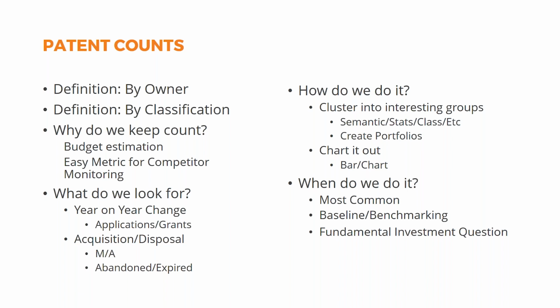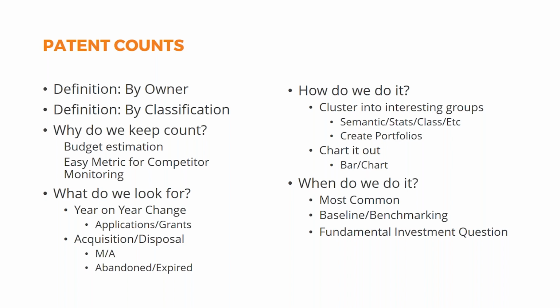What do we look for? We like to look for year-on-year change. We look at how many grants, how many applications, how many things have been abandoned, how many have expired. Then we look at original and current assignees to understand how much they've bought, how many they've purchased, and whether they are in an acquisition mode or disposal mode. For those who remember, Yahoo did a lot of application and grant disposal before they shoved everything else they had into an IP company called Excalibur. That's one thing we found very interesting in the patent counts world.